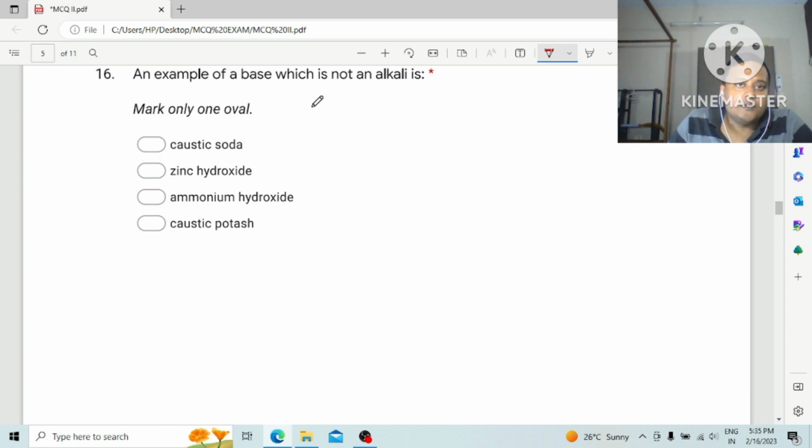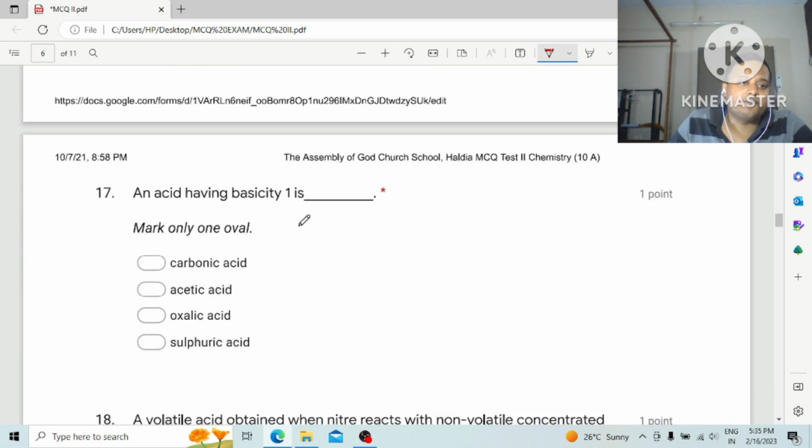Next, which is not an alkali? Water-soluble bases are called alkalis. So which one is not water soluble? Zinc hydroxide. Zinc hydroxide is water insoluble, a gelatinous white precipitate. So that one is not an alkali.